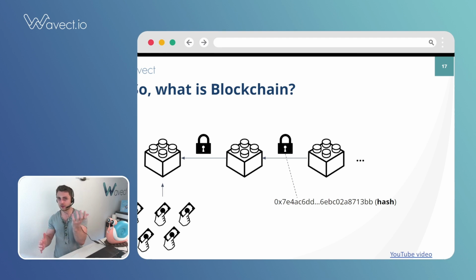And then if you want to check at some point, you just compare every page. Is it still the same? Is it still the same? Is it still the same? Which takes a lot of time, especially if the book gets larger and larger and larger, which is the case for blockchain because more people want to do something on there.